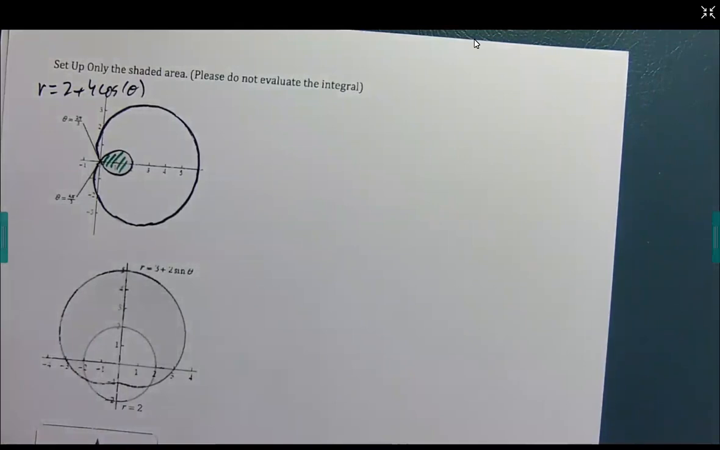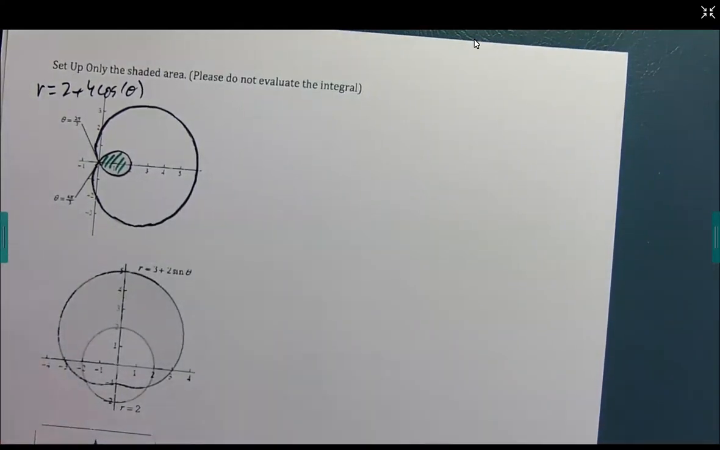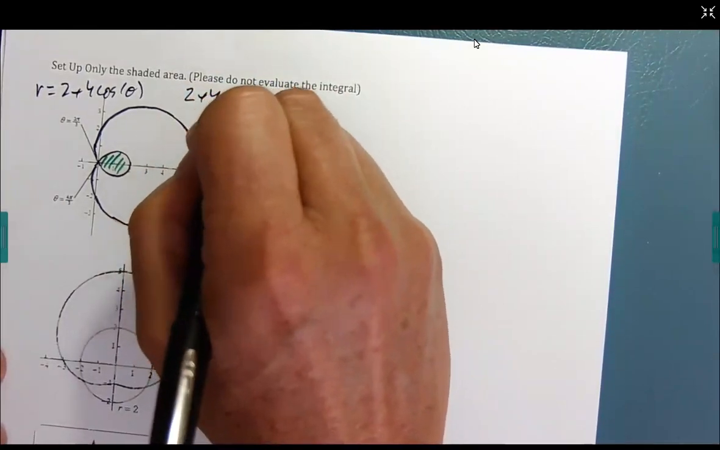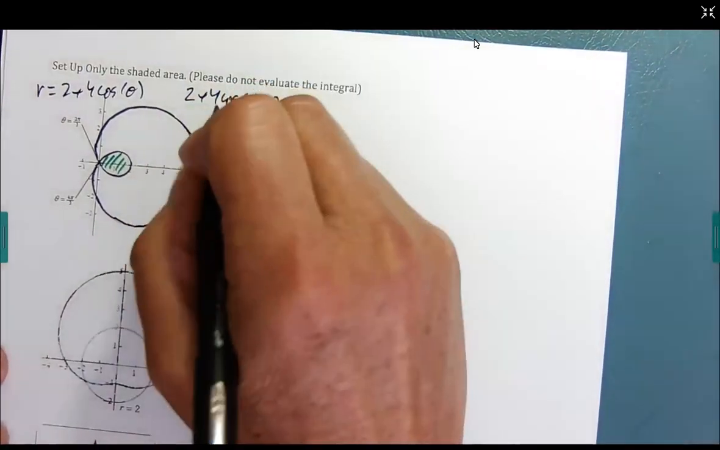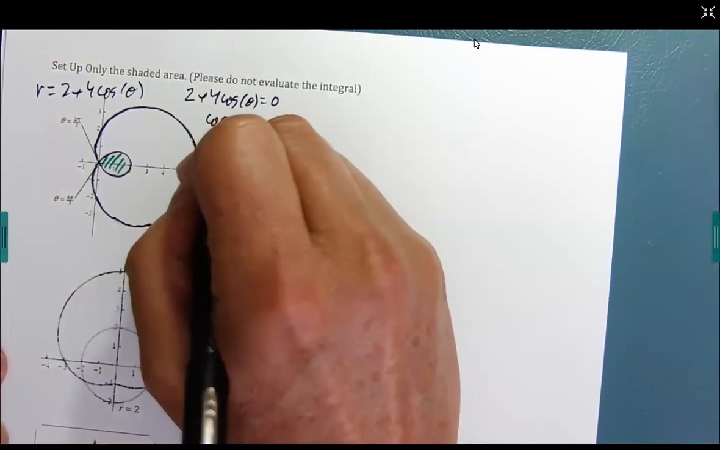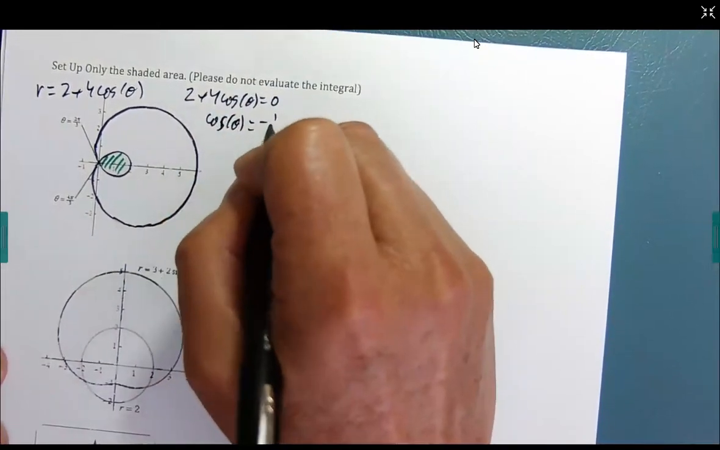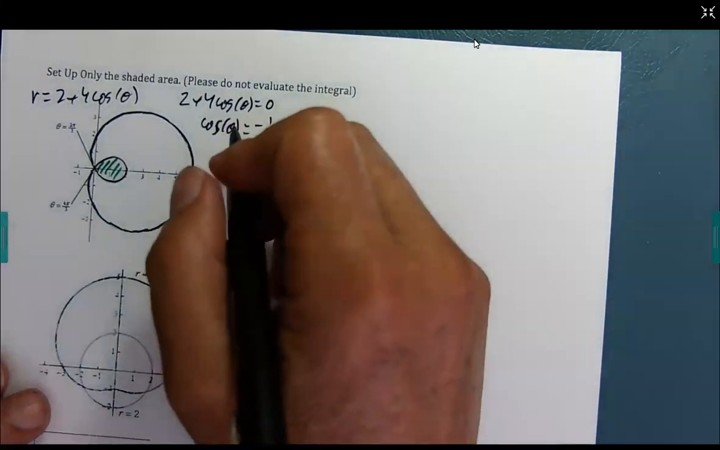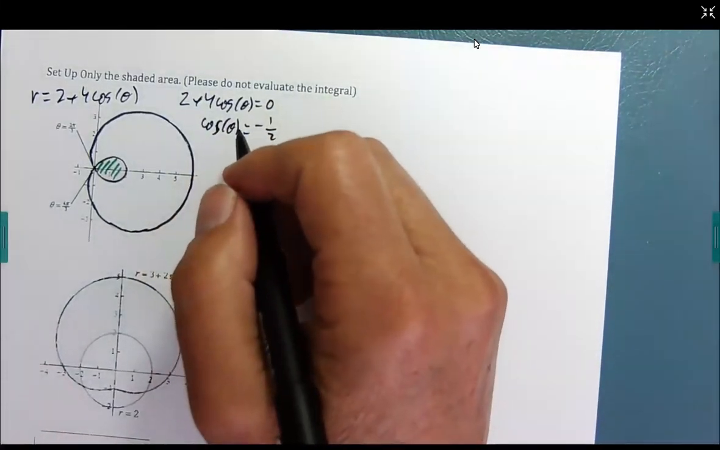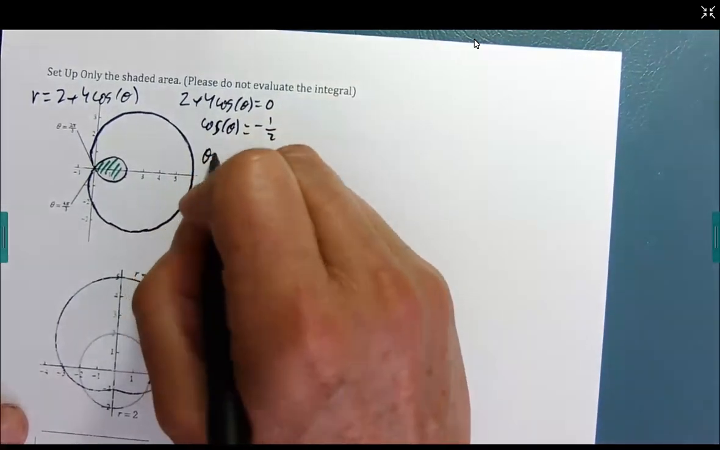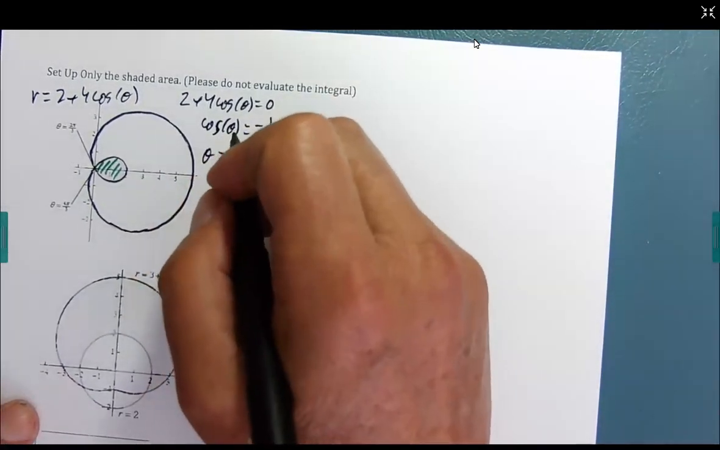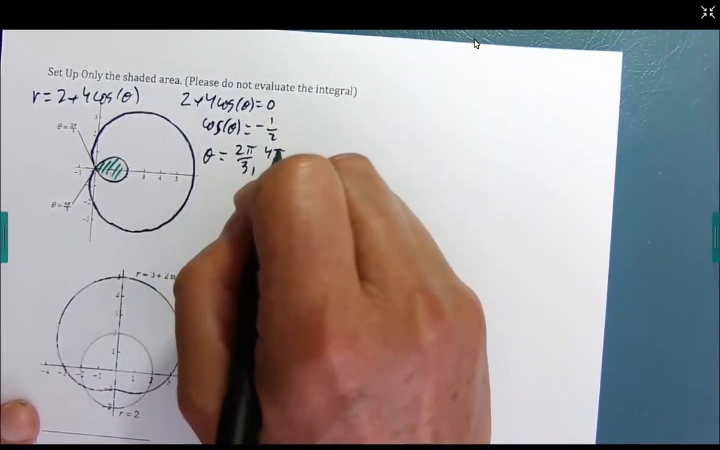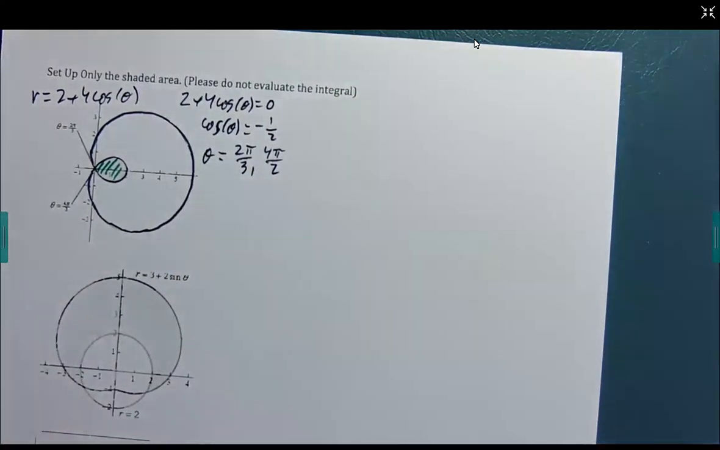So what I'm going to do is I'm going to set the whole thing equal to 0. Which means cosine of theta is -1/2. Now, when is cosine -1/2? Cosine is negative in quadrants 2 and 3. So theta is going to go from 2 pi over 3 to 4 pi over 3. So here are the boundaries.